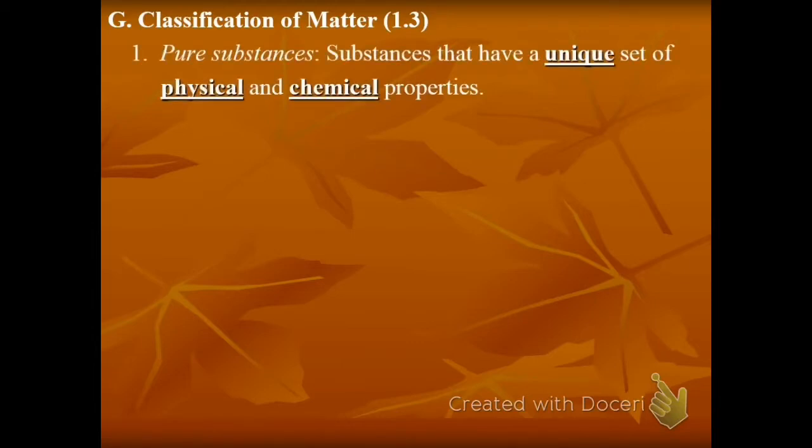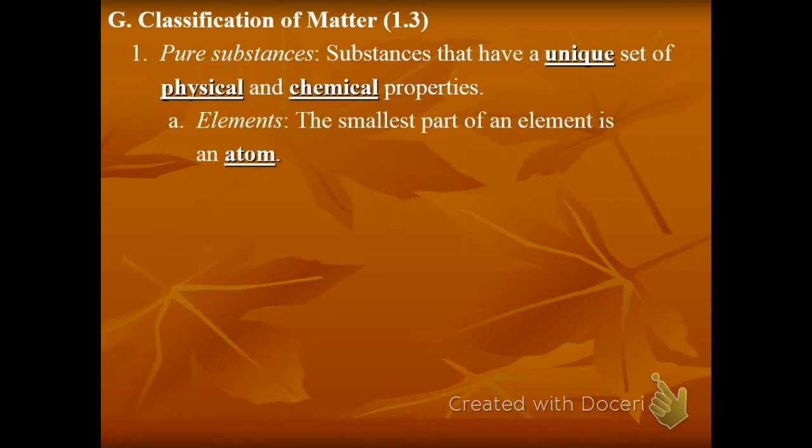So one way to classify matter that we're going to look at is whether something is a pure substance or not. Pure substances are things that have a unique set of chemical and physical properties. They're only made of one thing. There's two subcategories of pure substances.